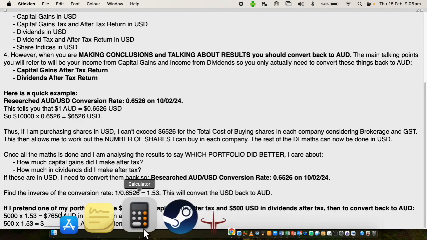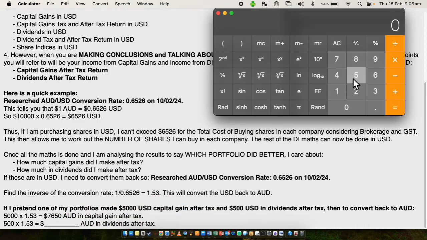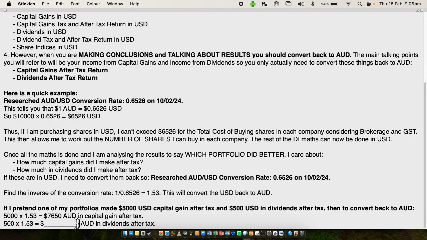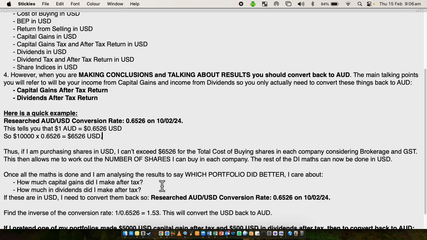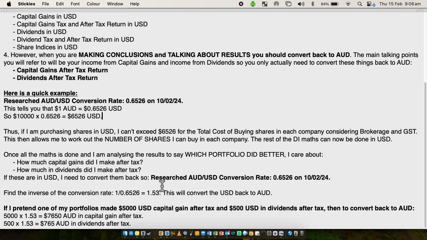And then 500 times by 1.53 should be 765 Australian dollars in dividends. So hopefully this is showing you that, yes, if you do American dollars, you do have to do extra work, but how much extra work? 2 extra calculations per company. Okay, I'll stop the video there.